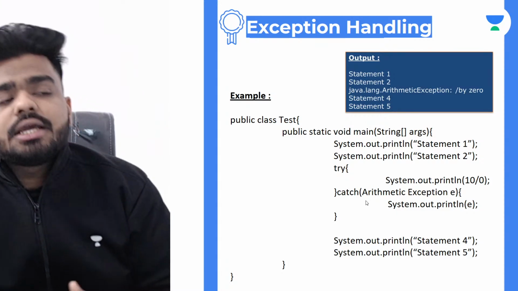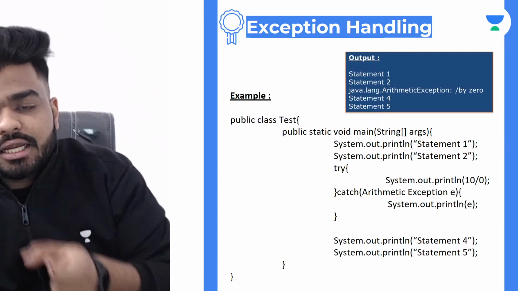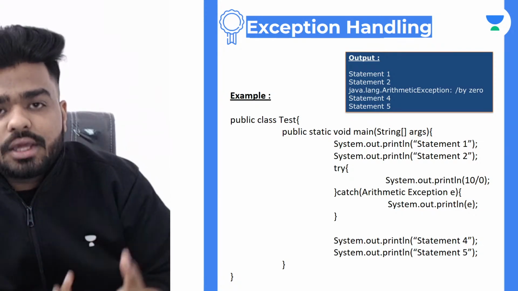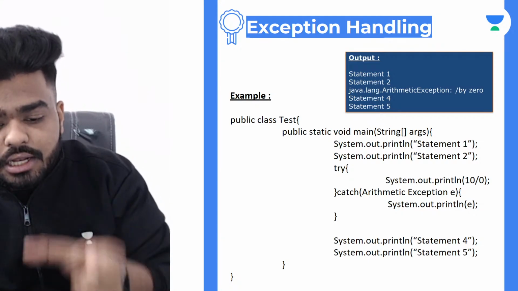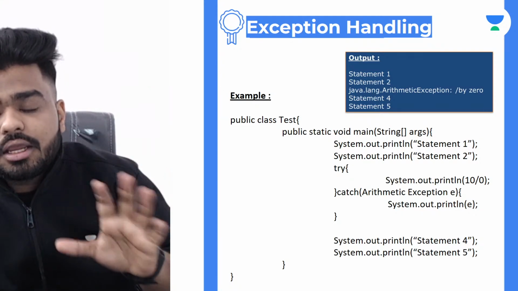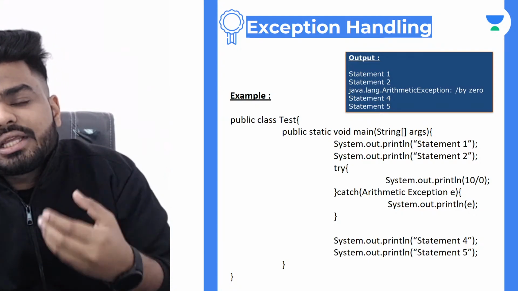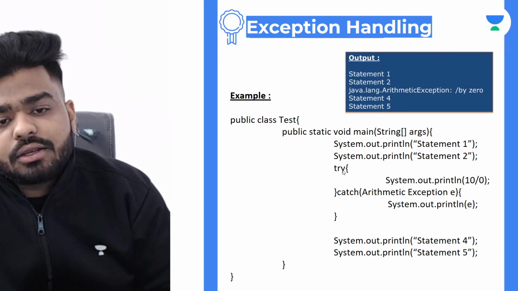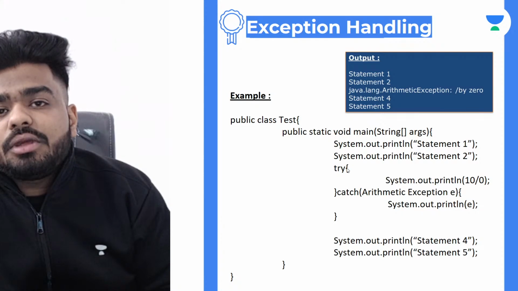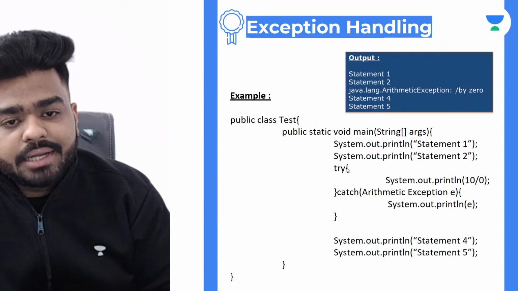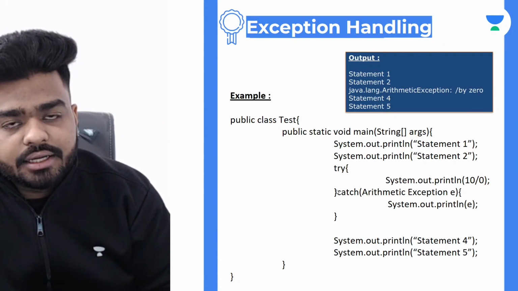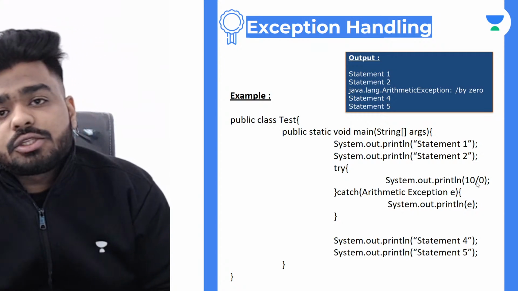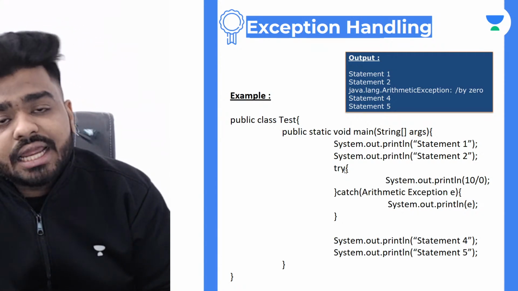So basically, when you're writing a program, when you're writing a logic, if you think that this particular line can throw an exception, if you think that this line is not giving me an error, but I think it will give me an exception, then you put it inside a try block. So can you see a try block here? Block means an open curly bracket and a close curly bracket. We put this particular line, which I think will throw an exception, inside a try block.